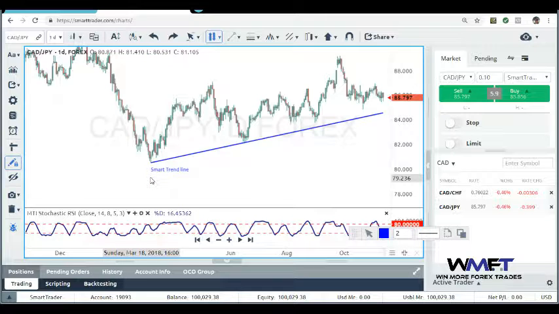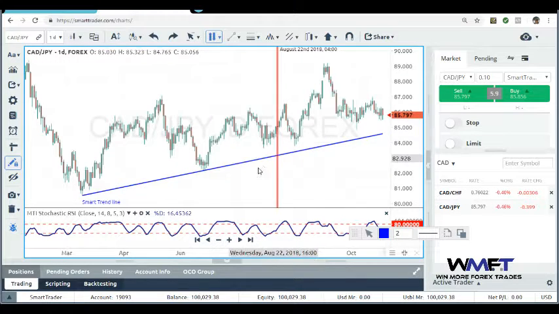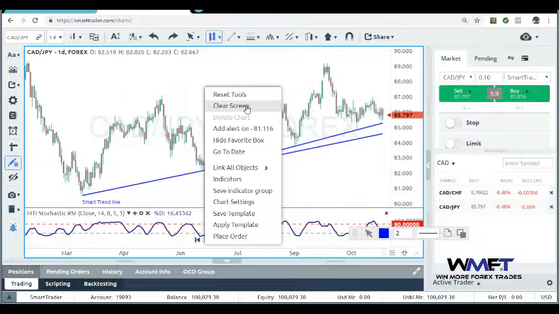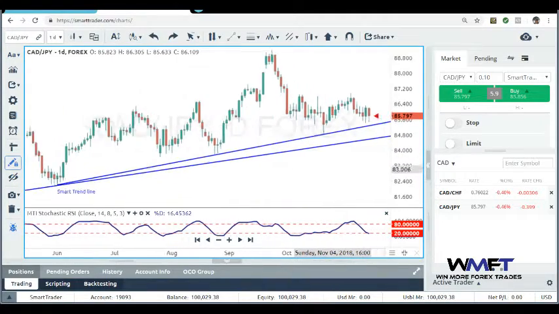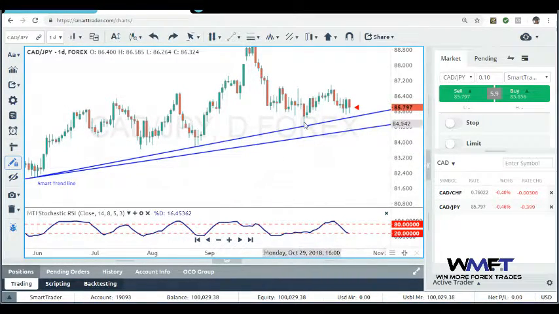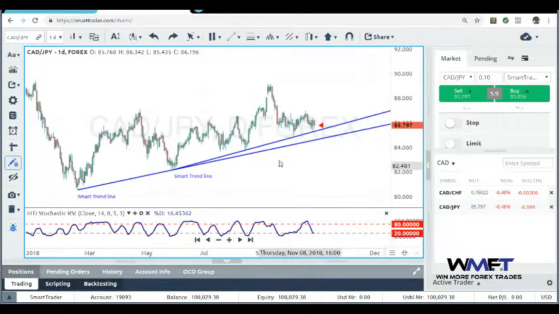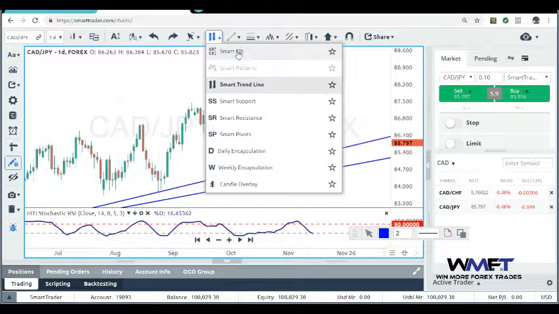Oh, okay, there it is. We have a trend line right there, and our next touch was right here. So we'll bring in another trend line there, and we'll reset our tools and extend these two trend lines. All right, so we have an inner trend line here, and we have an outer trend line there. Those two trend lines are kind of bunched up together, but we do have another touch here, so we'll bring another trend line there.